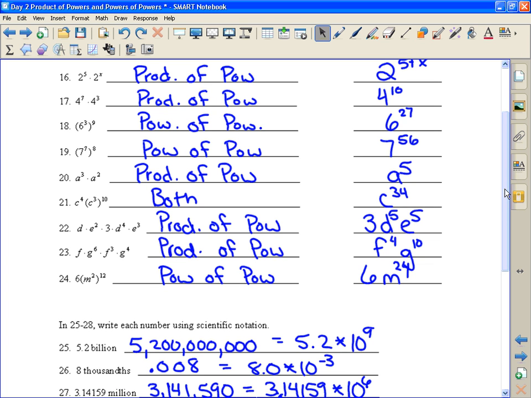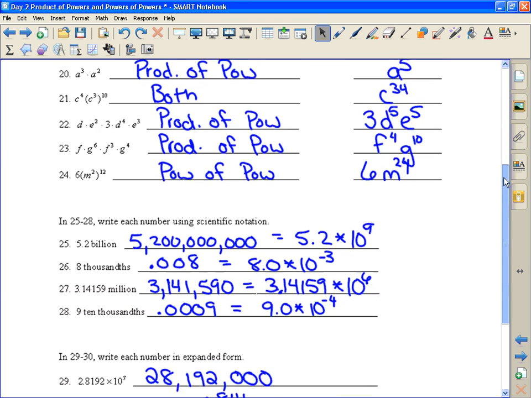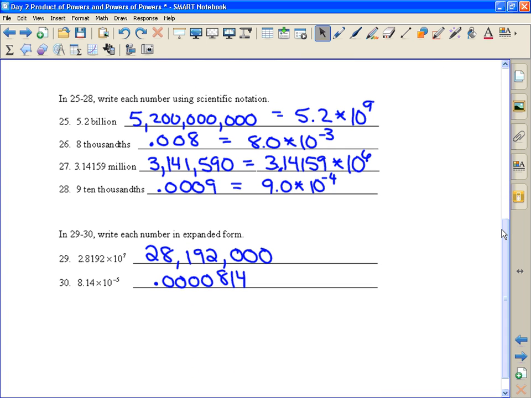16 through 24. And it's important that you make sure that in 16 through 24 that you are using the correct name for the property that you're using, because we are going to continue to learn more of them. And then there's 25 through 30. And now you should be ready for OTL number 2.